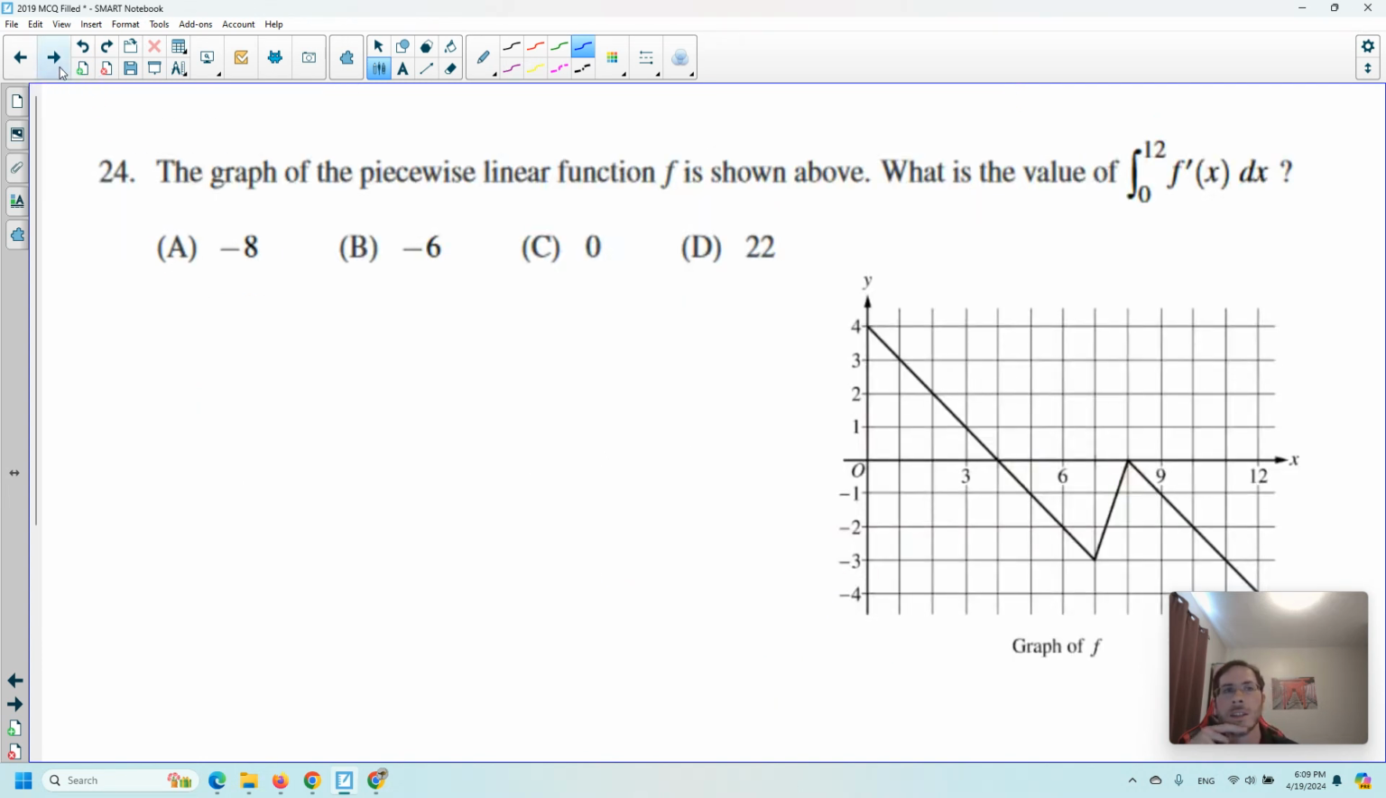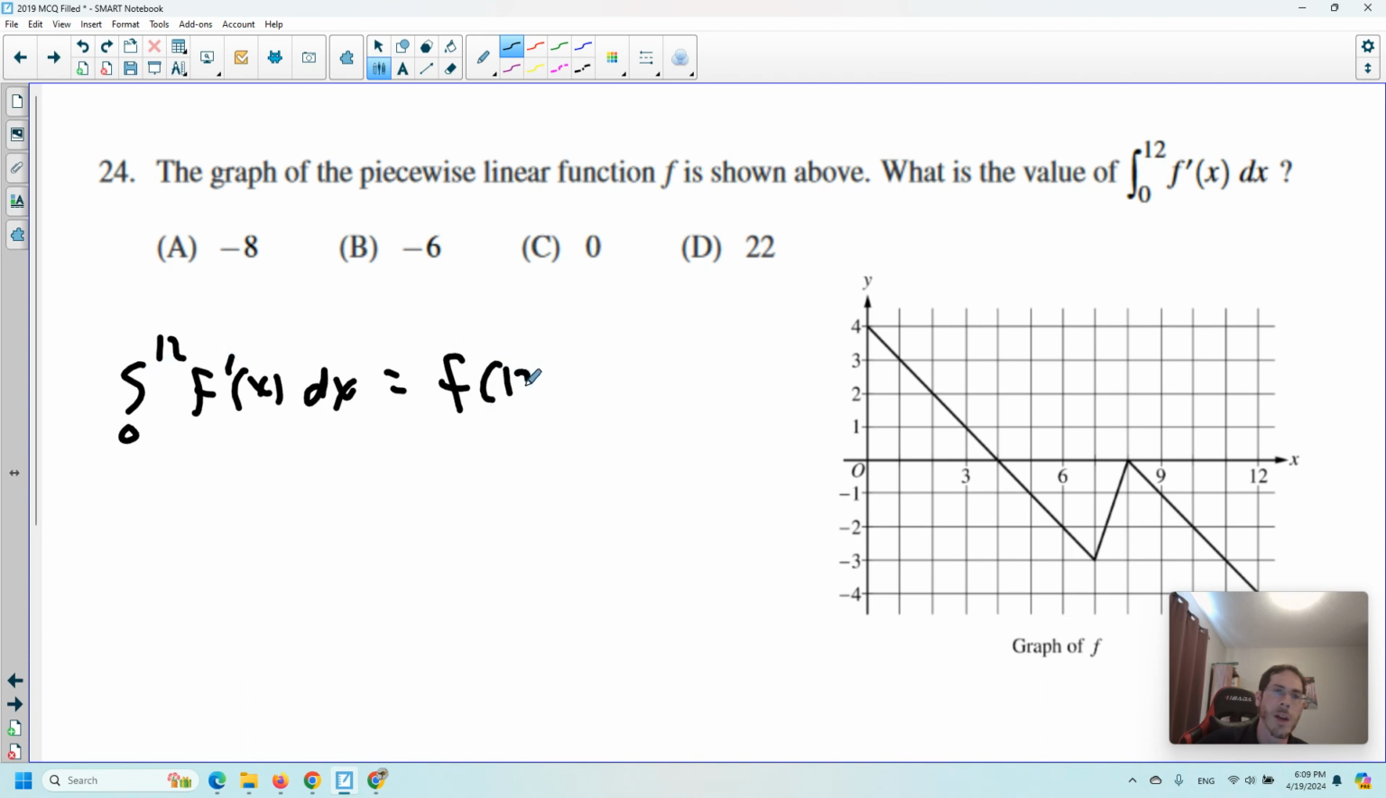So, all right, 24. We have the graph of the piecewise function of the linear function f. What is the value of the integral from 0 to 12 of f prime of x dx? So the idea here is to remember that the integral of f prime is just f, so f of 12 minus f of 0. That uses the fundamental theorem of calculus: the integral from a to b of our function is the value at the upper limit b minus the value at the lower limit a. F of 12, I can't see because it's behind me.